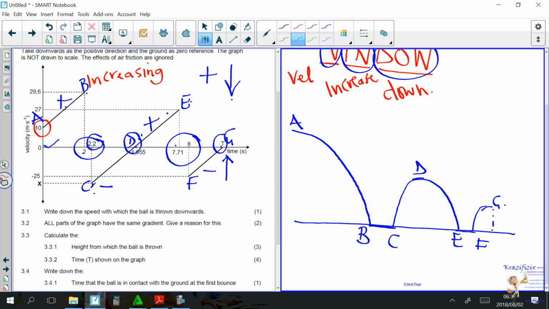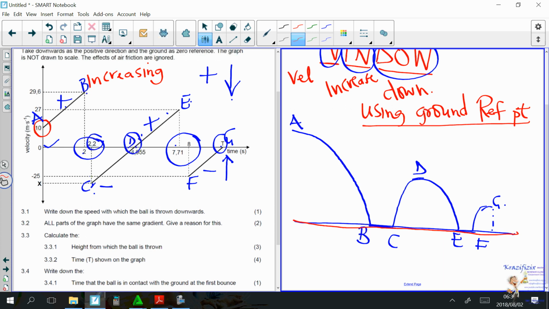Let's draw a position time graph using the ground as reference point. What do I do? I go to my ground on the graph and draw my x-axis using ground as reference, and my y at the beginning. That's your position time graph. Just understanding the graph alone, you have drawn your position time graph by sketching.